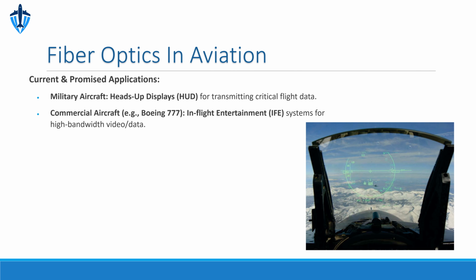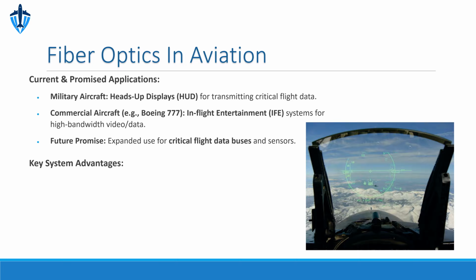In commercial aviation, aircraft like the Boeing 777 use fiber optics for non-critical but data-heavy systems like the in-flight entertainment network, where its huge bandwidth shines. The promise is to expand its use to more critical systems. Why this push? The advantages are overwhelming for aircraft design.